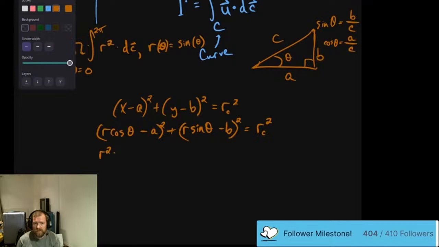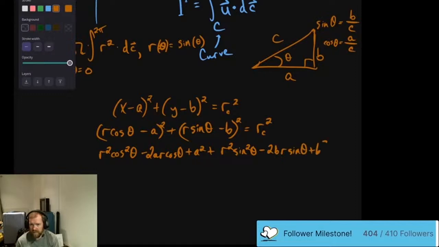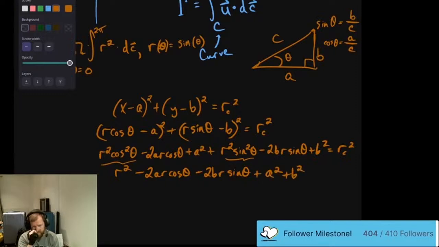All right, this is r squared cosine squared theta minus 2a r cosine theta plus a squared, plus r squared sine squared theta minus 2br sine theta plus b squared is equal to r_c squared. Again, cosine squared plus sine squared is 1, so we just get r squared minus 2ar cosine theta minus 2br sine theta plus a squared plus b squared. Right, we've got a quadratic.